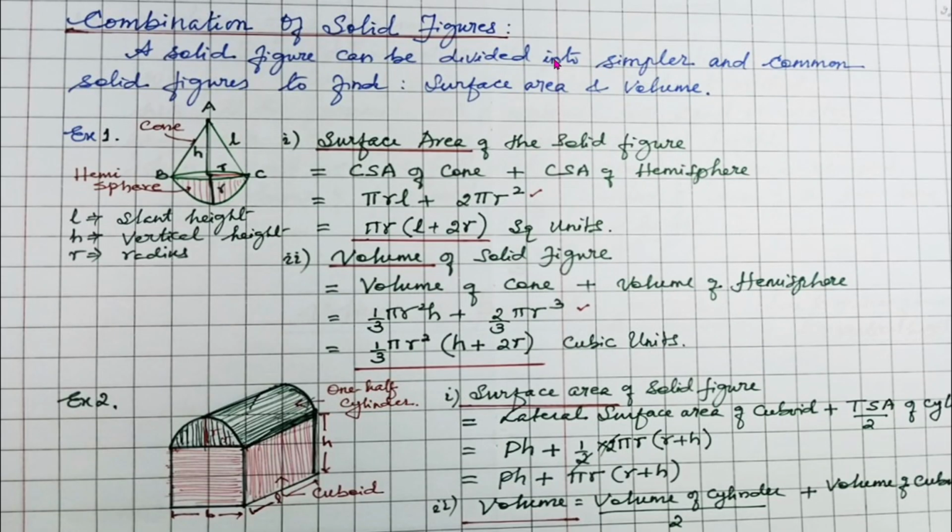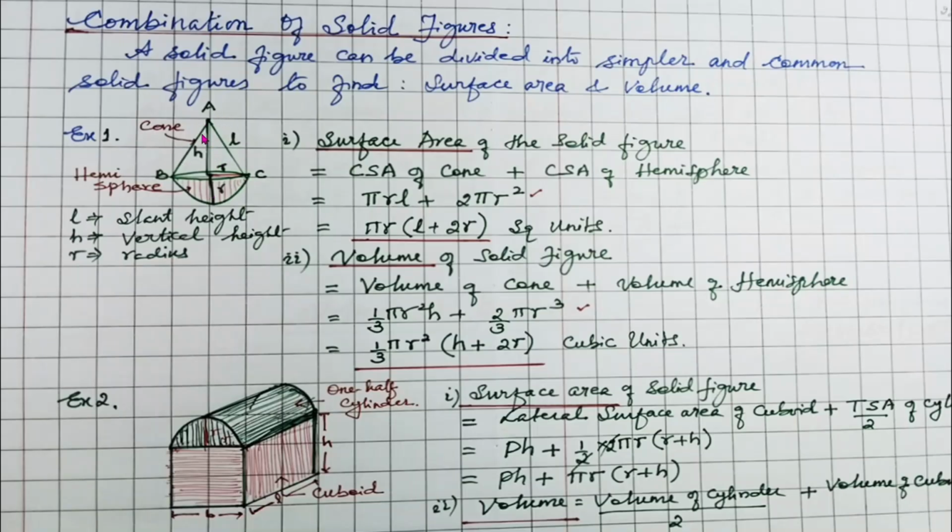Now, combination of solid figures. A solid figure can be divided into simpler and common solid figures to find surface area and the volume. Now, we have a solid figure here. It has a cone and a hemisphere. That means the cone is surmounted on the hemisphere. To find the surface area of this solid figure, we can divide it into two simple solid figures, that is the cone and the hemisphere.